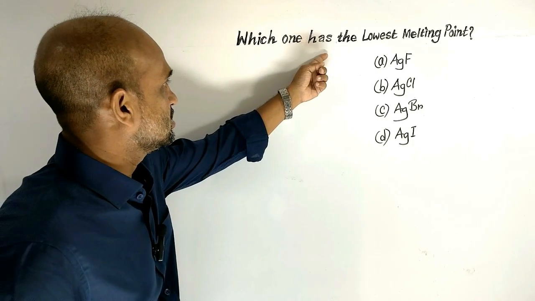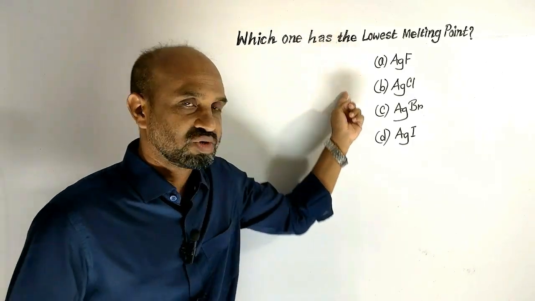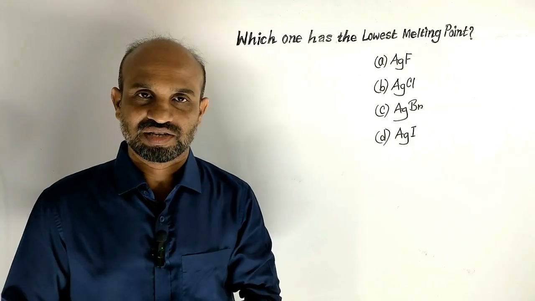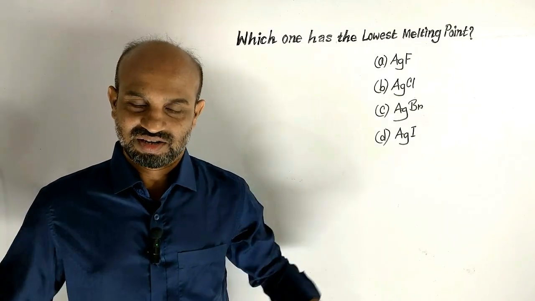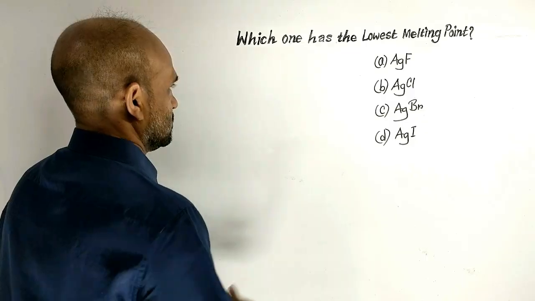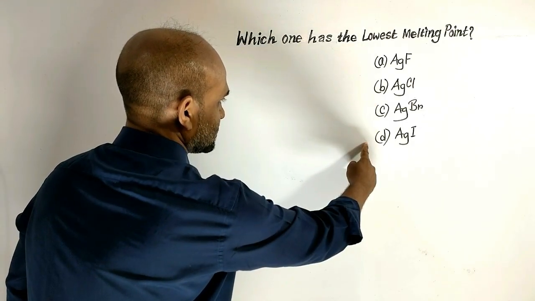Which one has the lowest melting point? Which one of the following compounds has the lowest melting point? Let us see the matter. Which one has the lowest melting point?